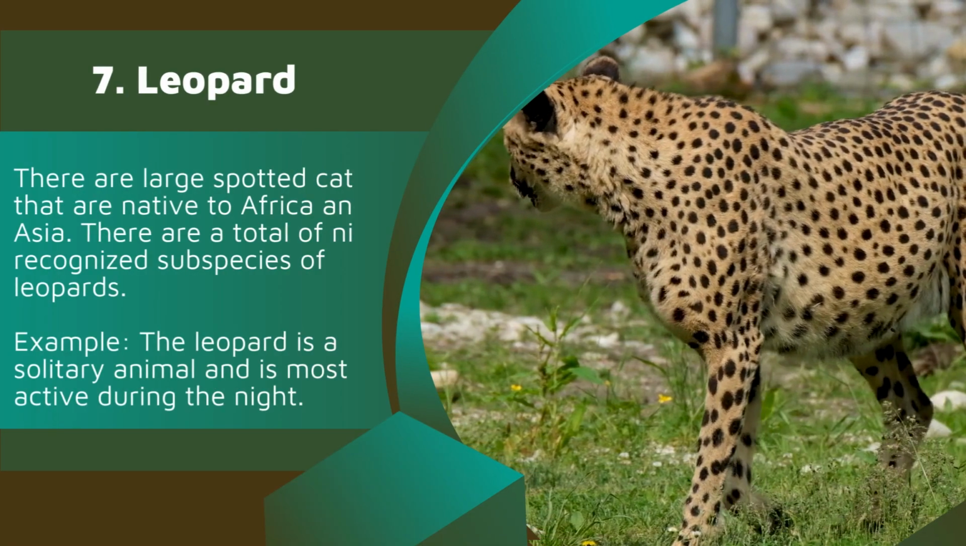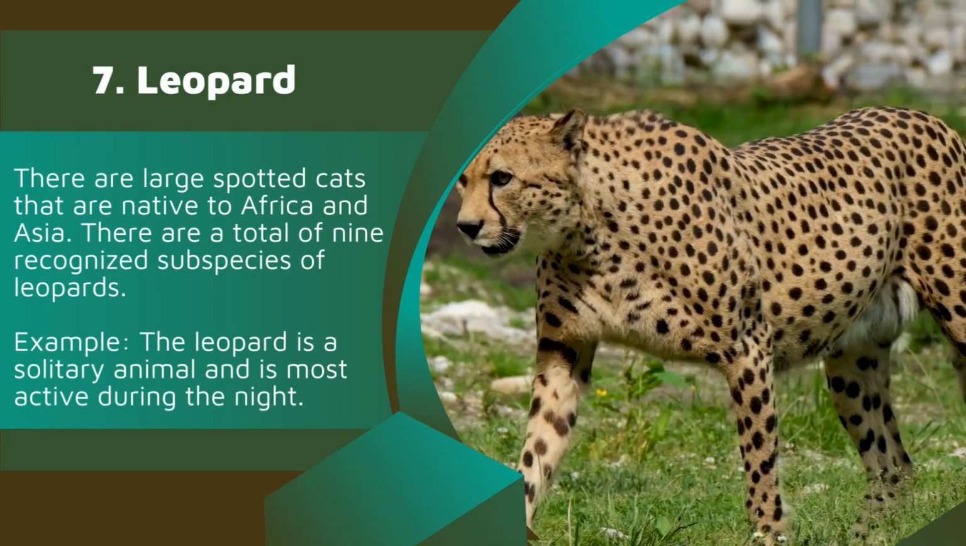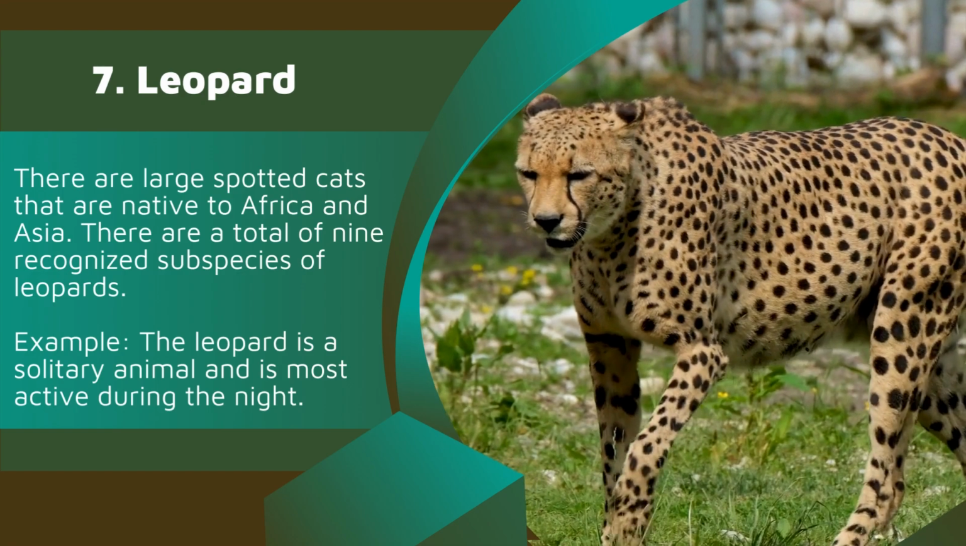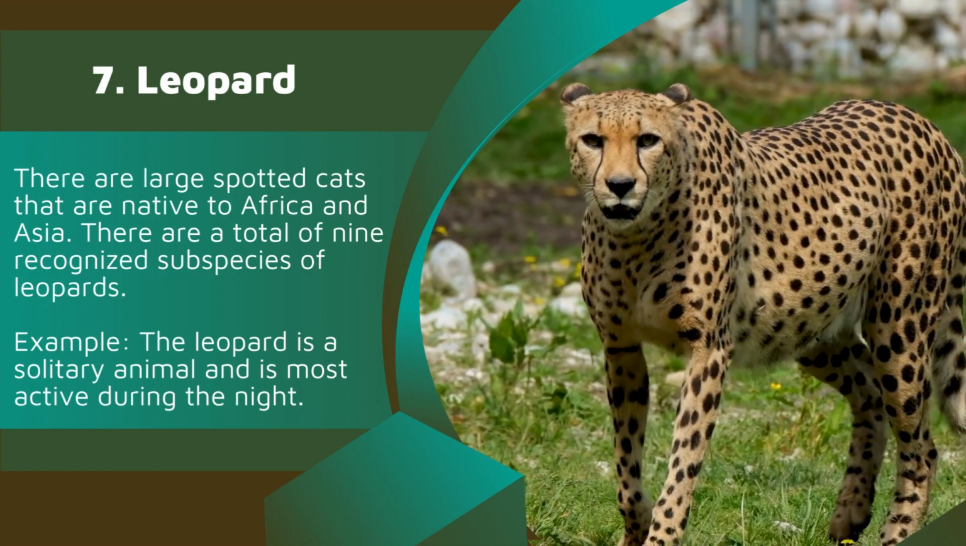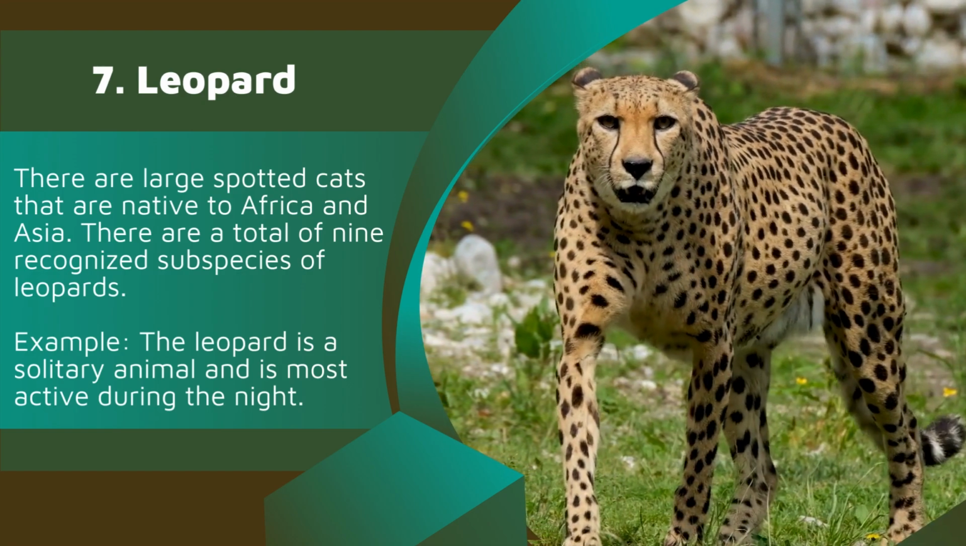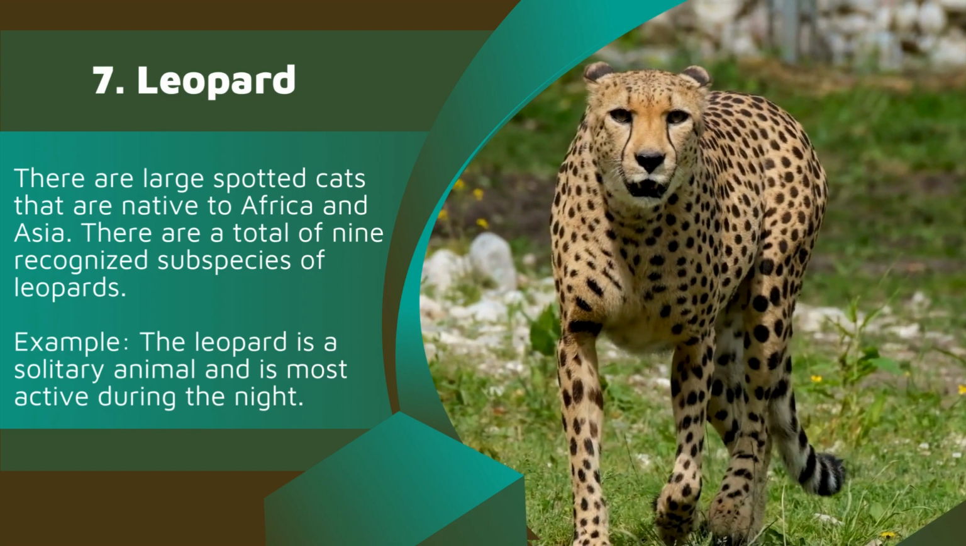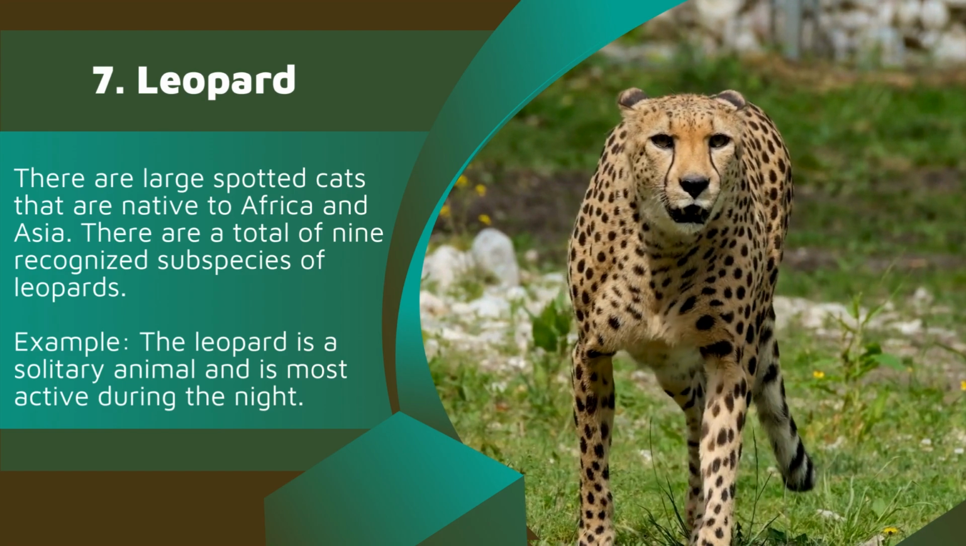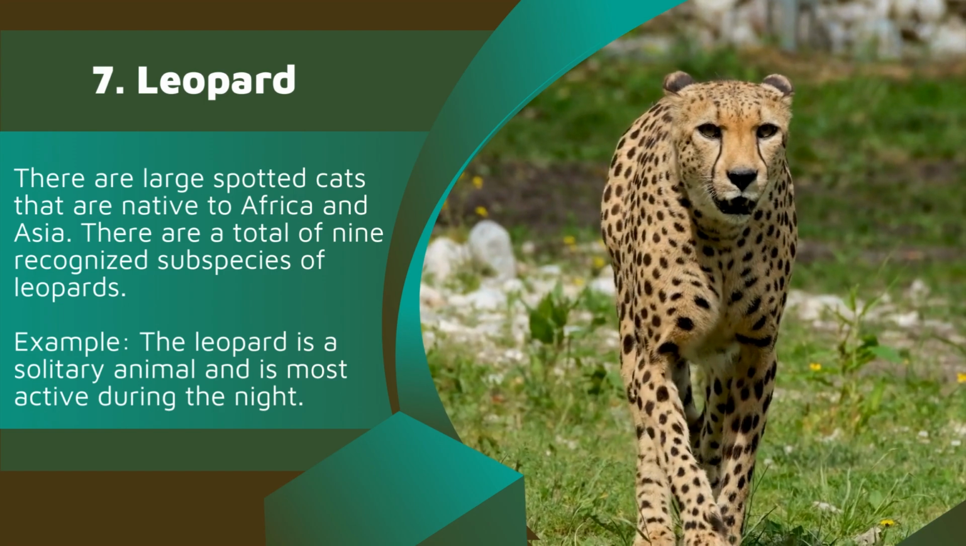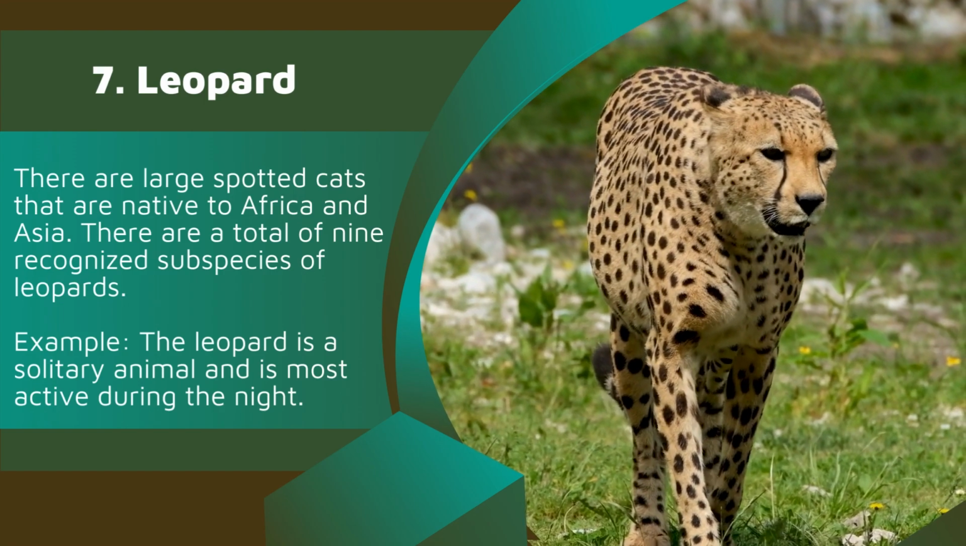7. Leopard. These are large spotted cats that are native to Africa and Asia. There are a total of 9 recognized subspecies of leopards. Example, the leopard is a solitary animal and is most active during the night.